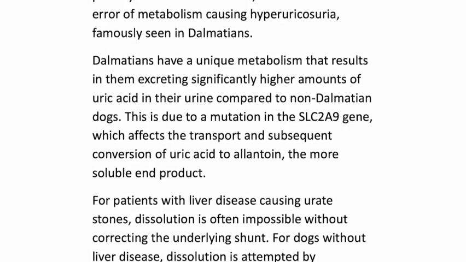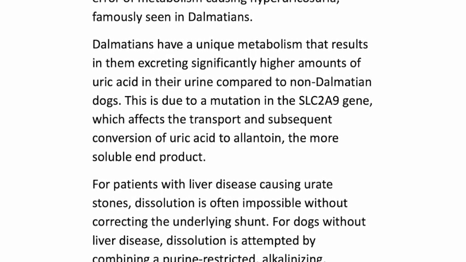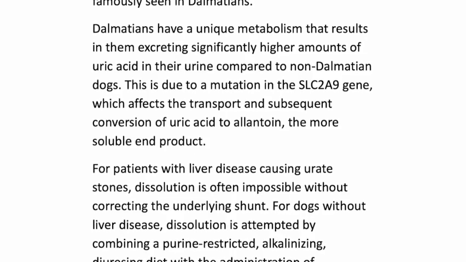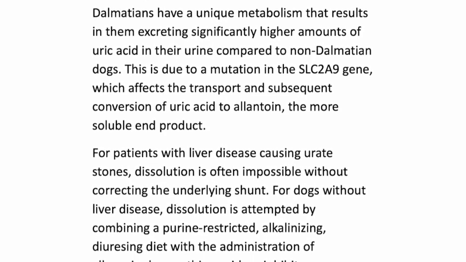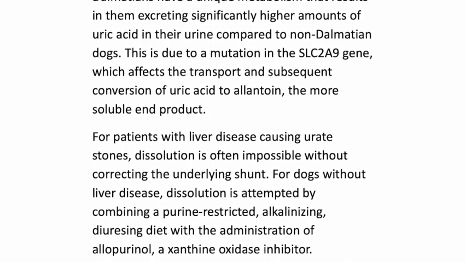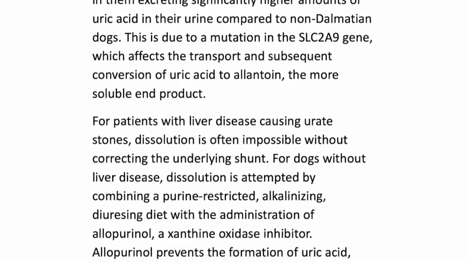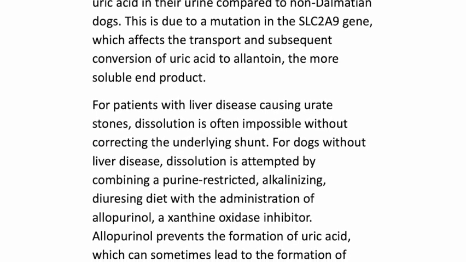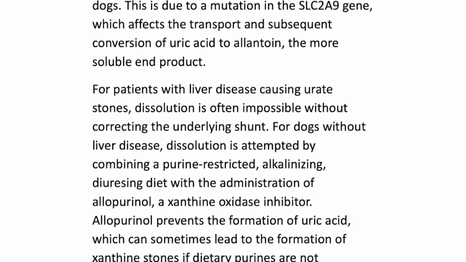This is due to a mutation in the SLC2A9 gene, which affects the transport and subsequent conversion of uric acid to allantoin, the more soluble end product. For patients with liver disease causing urate stones, dissolution is often impossible without correcting the underlying shunt.